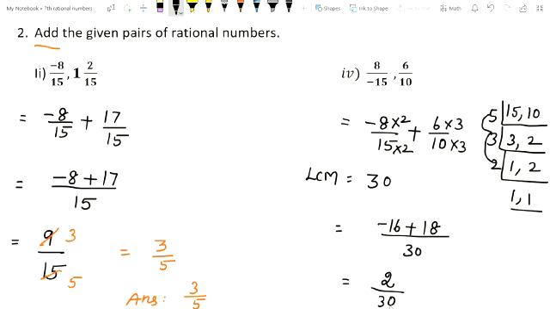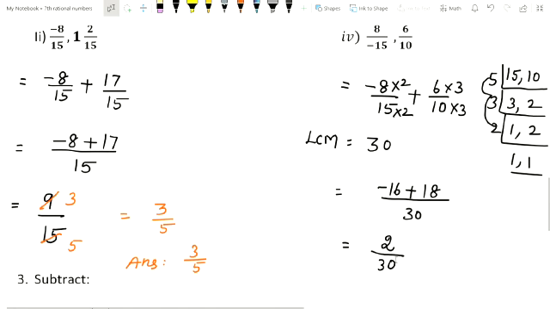Now look at this number. Is there any other common factor? These two numbers are divisible by 2. So 2 ones are 2, and 2 into 15 you will get 30. So now what is the answer? 1 by 15 is the answer.